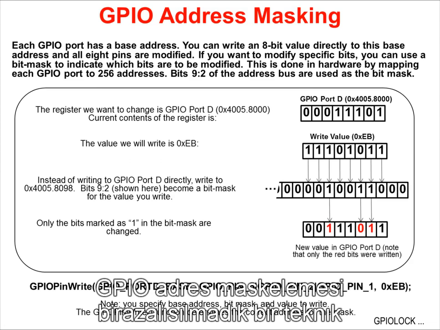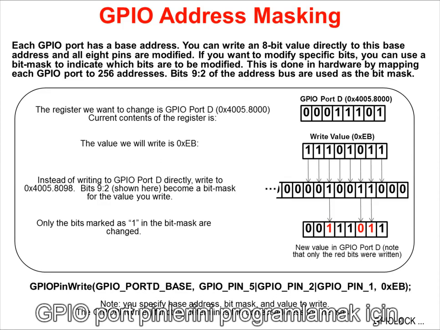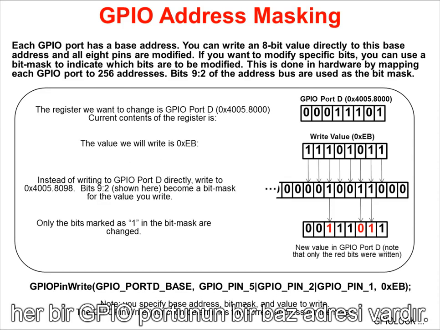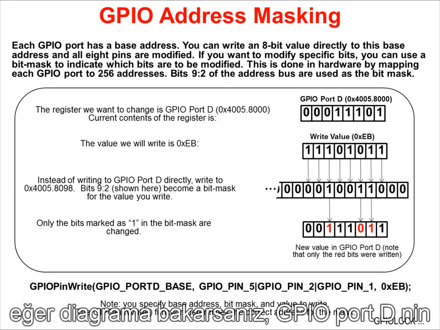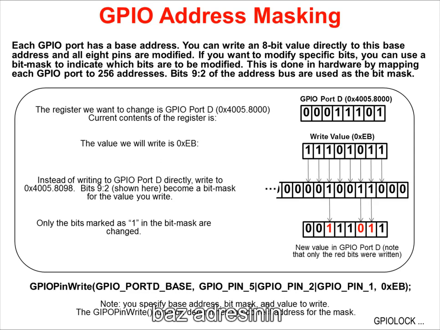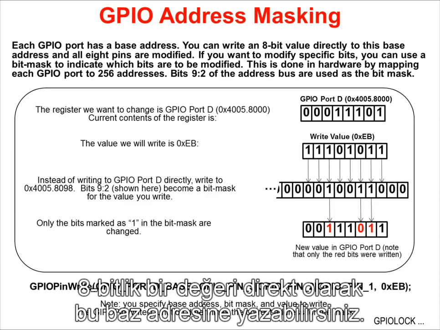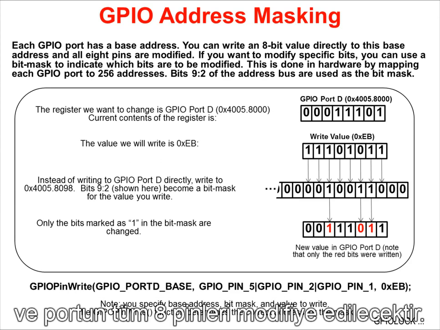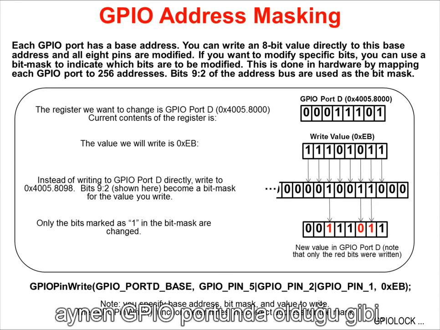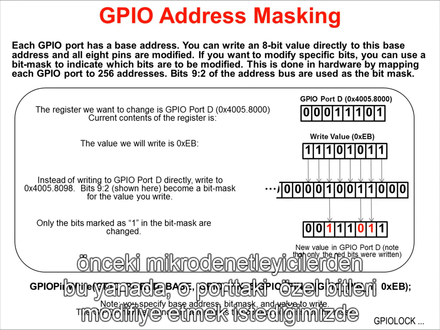GPIO address masking is a somewhat unusual technique for programming the GPIO port pins. Each GPIO port has a base address, and if you look in the diagram, GPIO port D has a base address of 0x40058000. You can write an 8-bit value to the port directly to that base address, and all 8 pins of the port will be modified, just like it has been done to GPIO ports since the earliest microcontrollers.